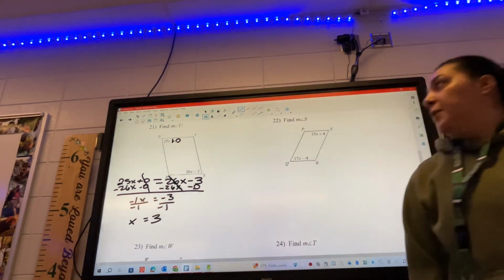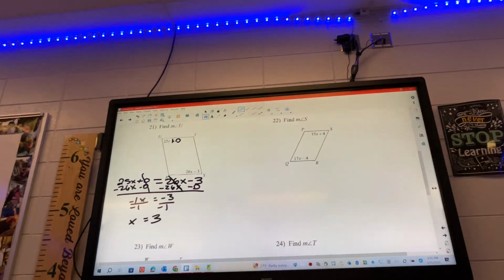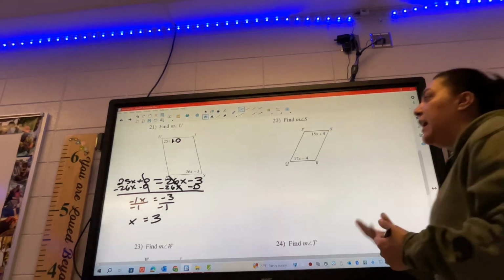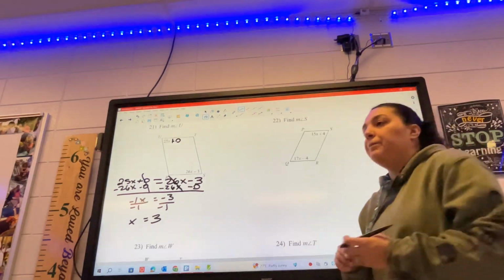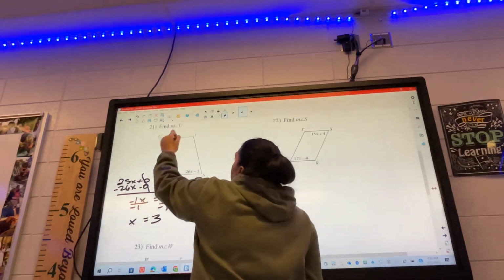Okay, do we stop or keep going? We keep going, okay? What is it asking us to find? It asks us to find u, okay? Does u have something there or no? Yeah, okay, so u has 25x, so it's gonna look like 25 times 3, which is what? 75, okay?